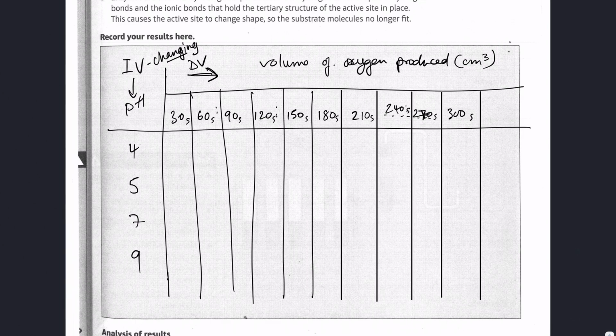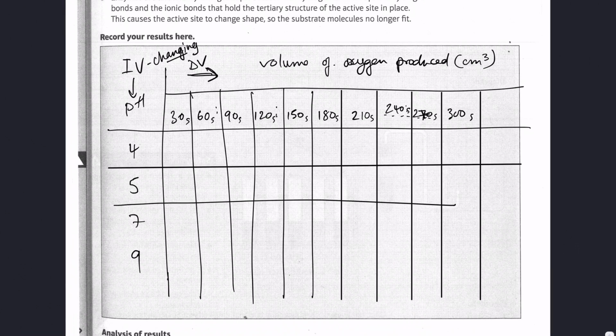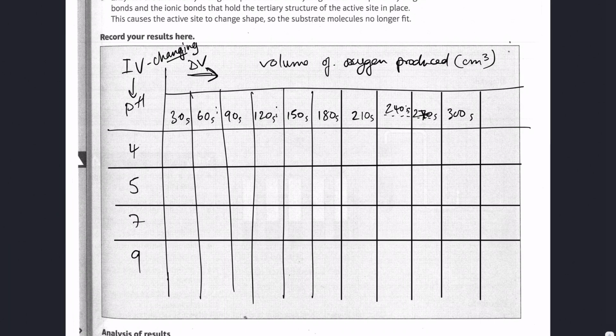Okay, and then as you were recording your data, you would have been filling out these boxes going across for each of your pH experiments. And there you would have had your data. So what I'm going to do is very quickly put some sample data in here from one of the students in your cohort, and we'll proceed doing our analysis from that point.